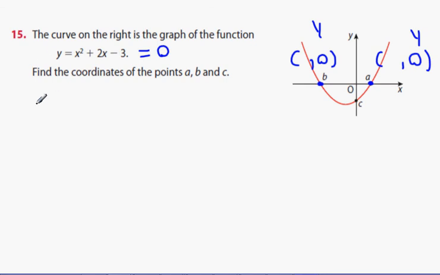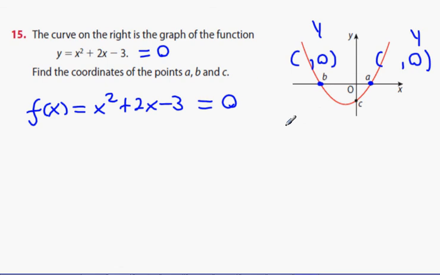What's a different word for y? A different way of saying y is f of x. f of x is y. Because y is the output, f of x is the output. Okay? Now what are we going to do? We're going to find out what input gives an output of 0. So put it equal to 0 and solve.